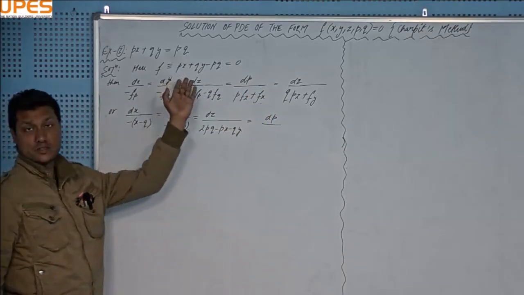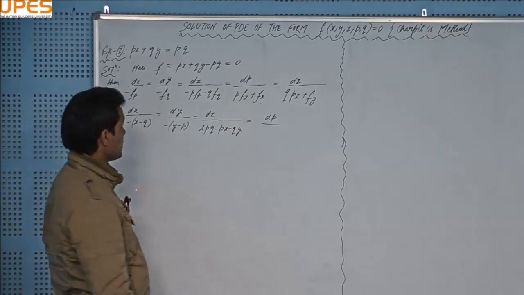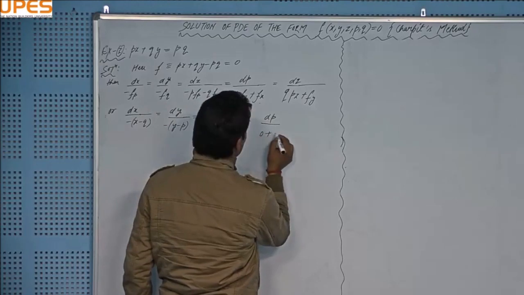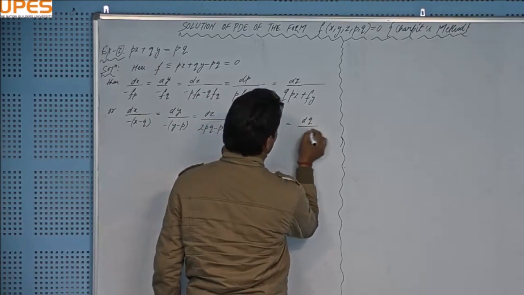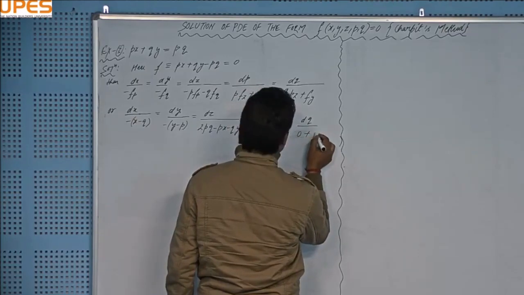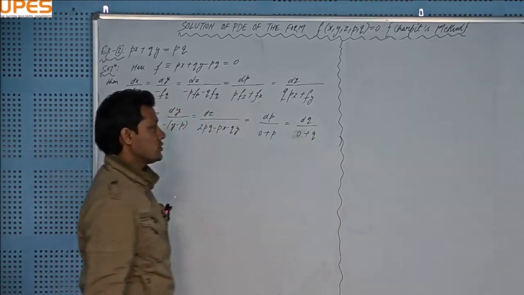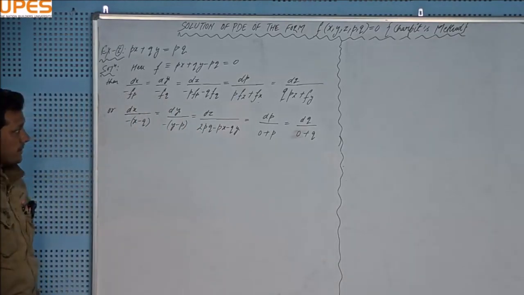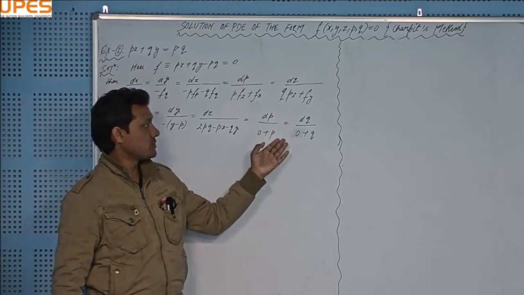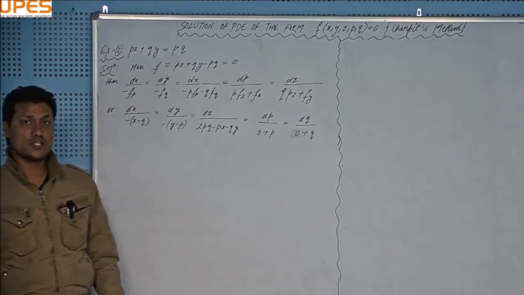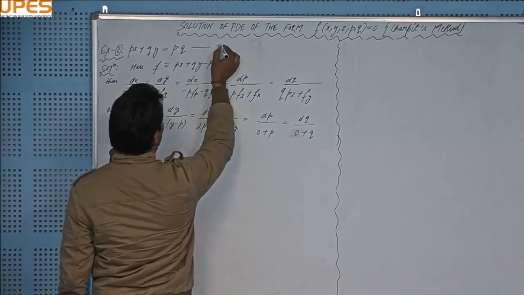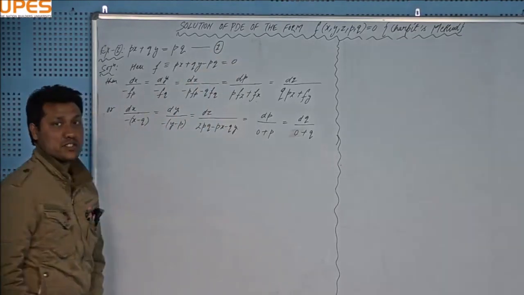Obviously z is not present, so del f by del z will be 0, and that is a good thing. So 0 plus del f over del x, and that is, I think, p. Similarly, dq, q times 0 plus del f over del y, that is q, right? Again, you can see that it is obviously natural that you will take these two ratios, right? Because dp over p and dq over q, you will be obtaining a relationship between p and q, and then using this equation number 1, we will find p and q in terms of x and y explicitly, right?